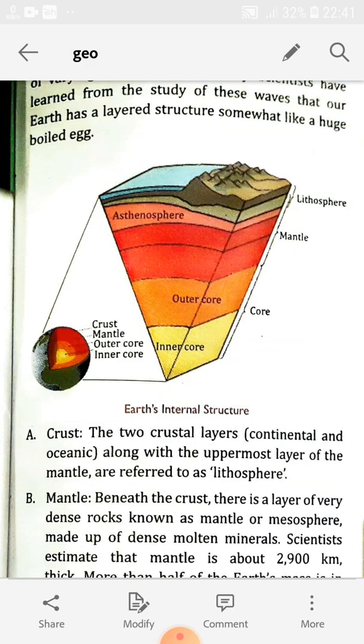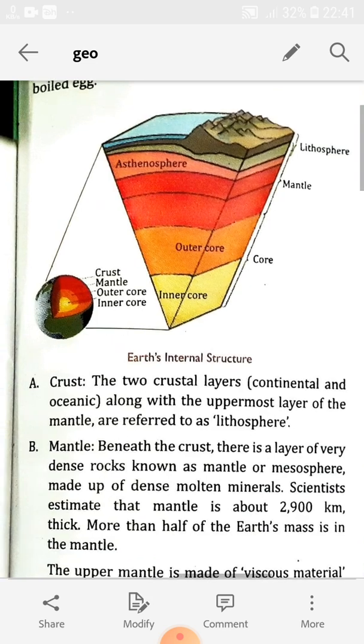What is the lithosphere? The two crustal layers along with the uppermost layer of the mantle are referred to as lithosphere. And what are those two crustal layers? They are continental and oceanic. Now let's come downwards. Mantle.